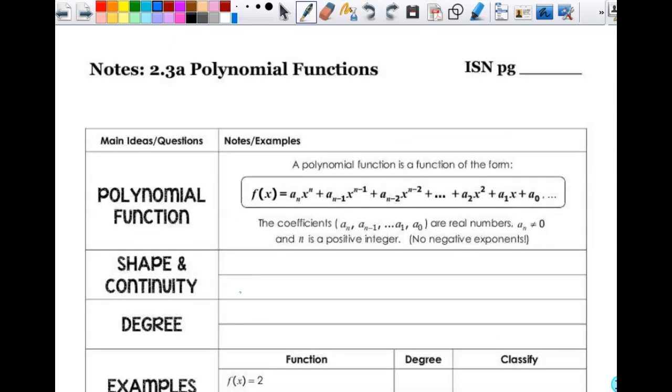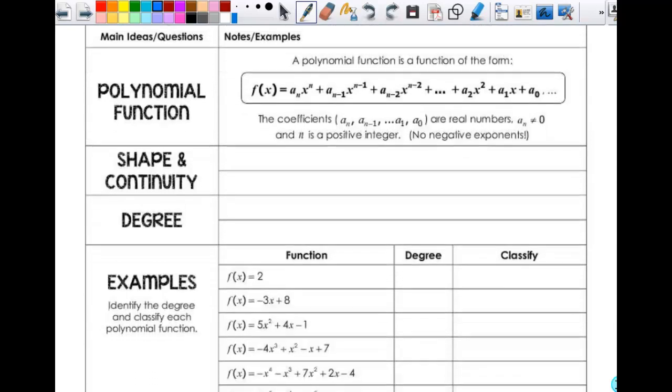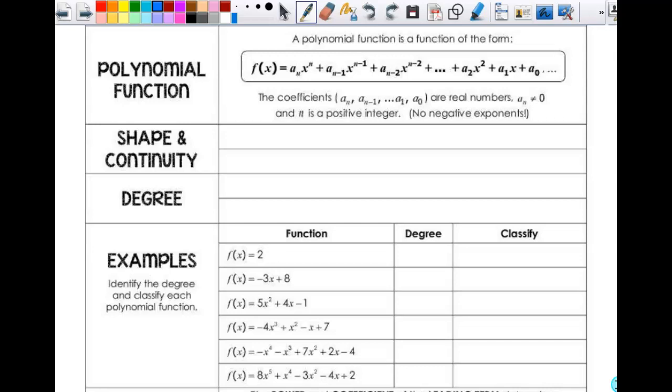Poly meaning many, nomial meaning terms, right? So many terms is what it means, or more than one at least. So it says a polynomial function is a function in this form, which looks hideously horrific, right? It has to look like that because we have to generalize with variables. We can't use actual numbers because basically it's saying they can be anything.